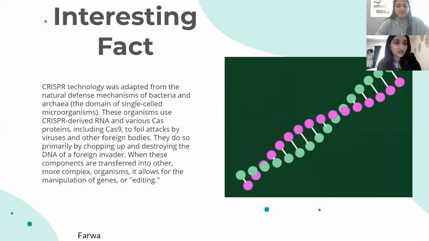Okay, so an interesting fact about CRISPR technology is that it's adapted from the natural defense mechanisms of bacteria and archaea. These organisms use CRISPR-derived RNA and various Cas proteins, including Cas9, which is why it's called CRISPR-Cas9, to foil attacks by viruses and other foreign bodies. They do so primarily by chopping up and destroying the DNA of a foreign invader. When these components are transferred into other more complex organisms, it allows for the manipulation of genes, or editing.